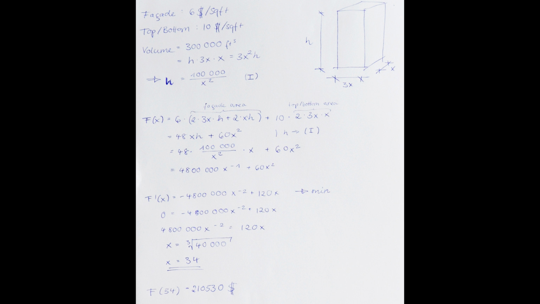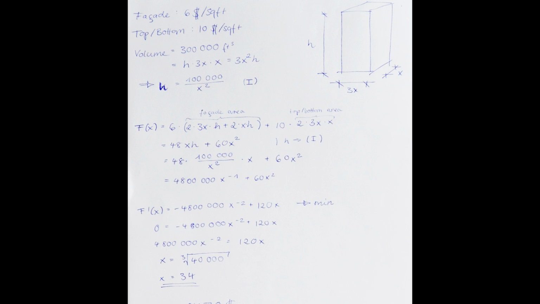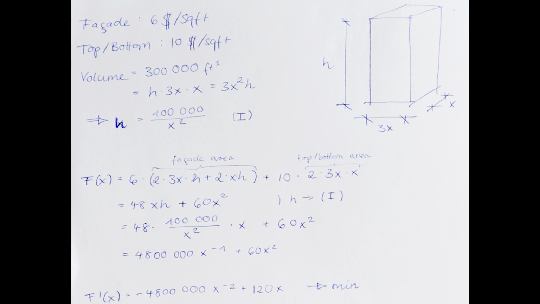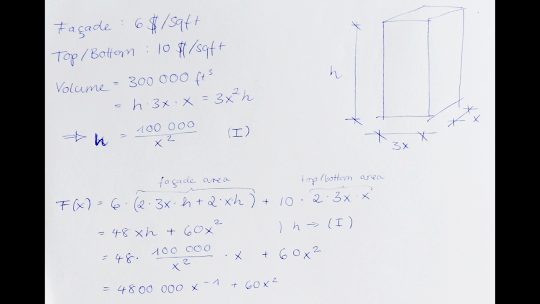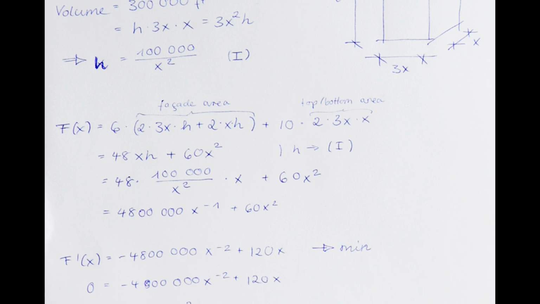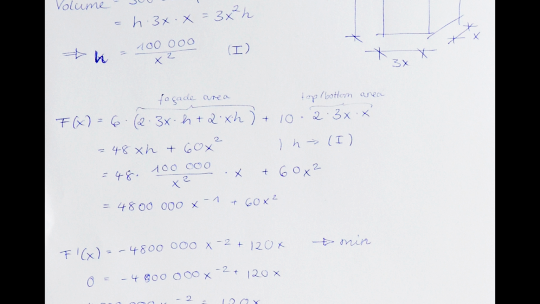And as I promised you, you can also calculate this, which I did. So basically we get one equation from the volume, which is 300,000. And then we get one function for the total price, which is the facade area times the price for the facade material, and then the top and bottom area times the price.